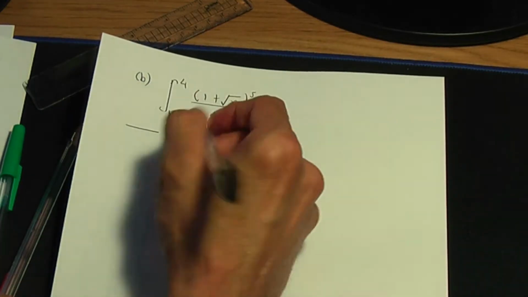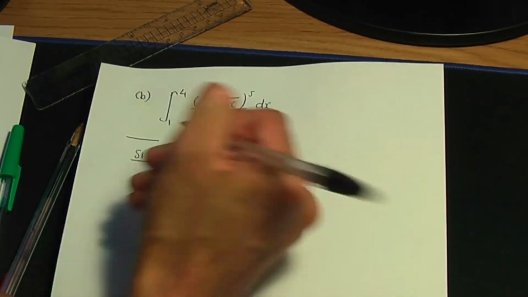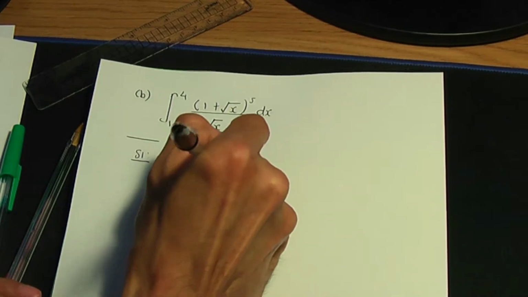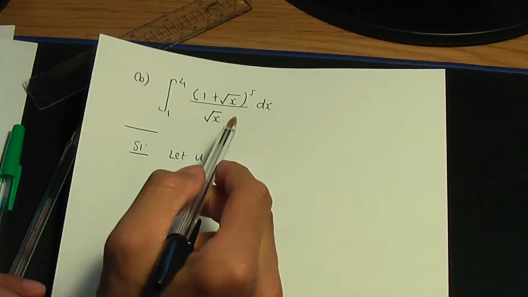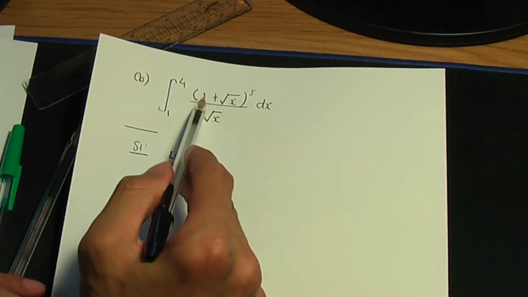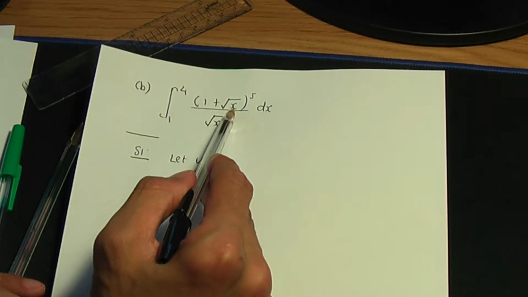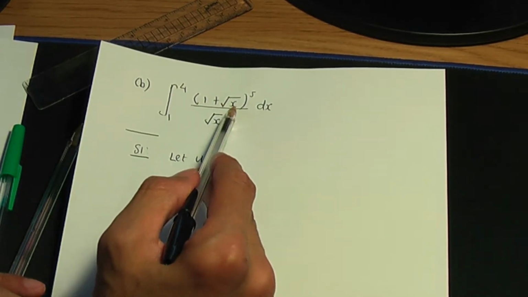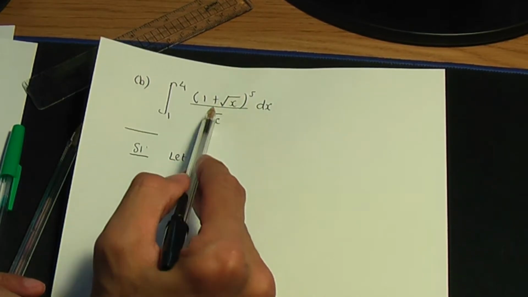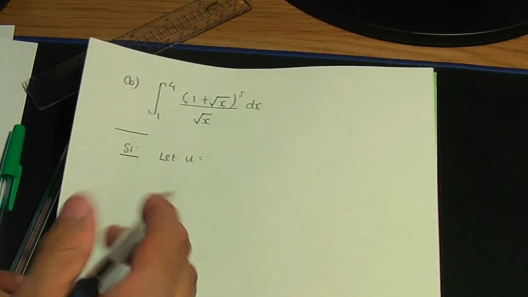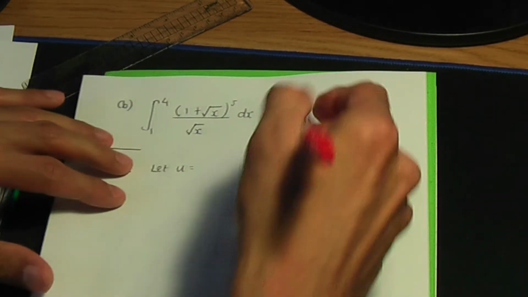Now, in step number 1, let's think about our substitution for u. If I take u to be 1 plus root x, and I differentiate 1 plus root x, du over dx will be a half x to the minus half. So let me put a little side calculation over here.